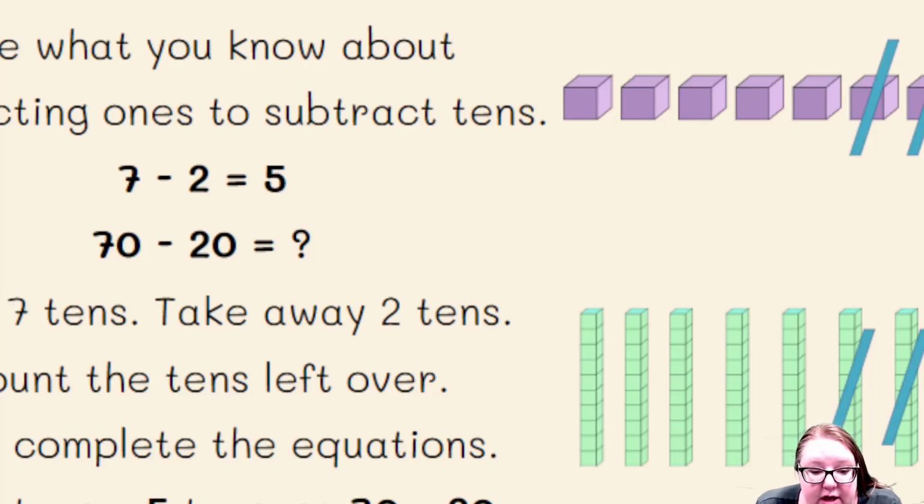And we know that if you have 7 tens, you add a 0 to the 7 and you get 70. And if you're taking away 2 tens is 20. They can count by tens to figure that out.